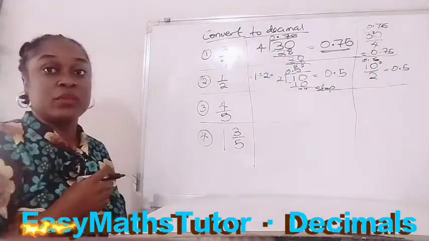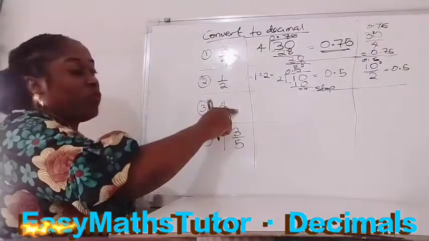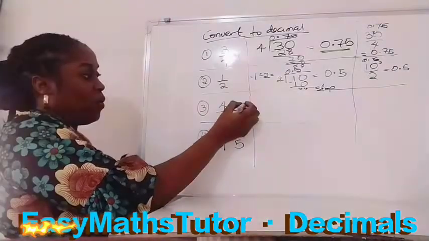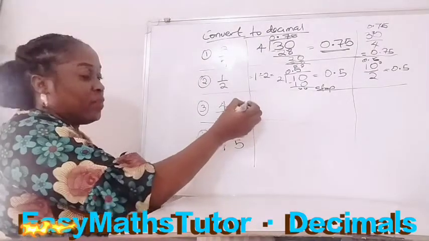So the next one we're going to do is 4 over 5. First of all, we know that 4 over 5 is the same thing as 4 divided by 5.